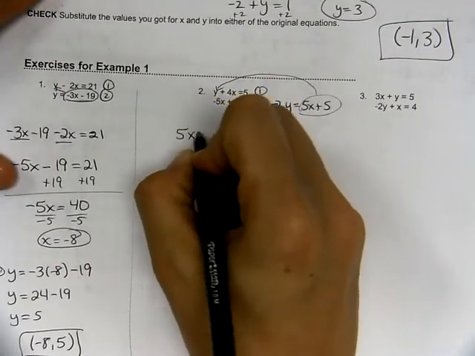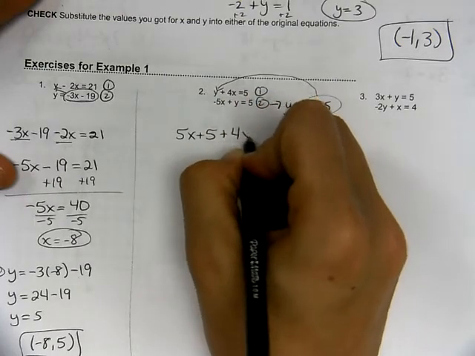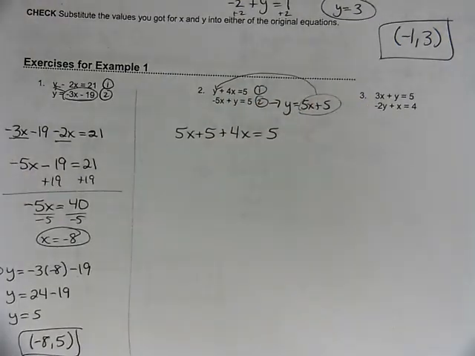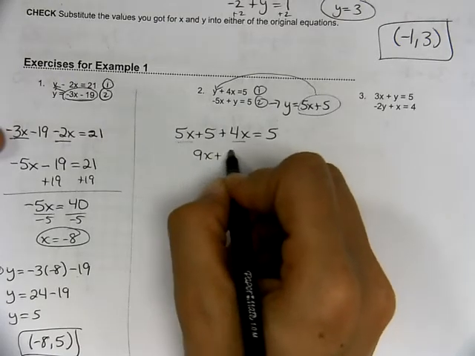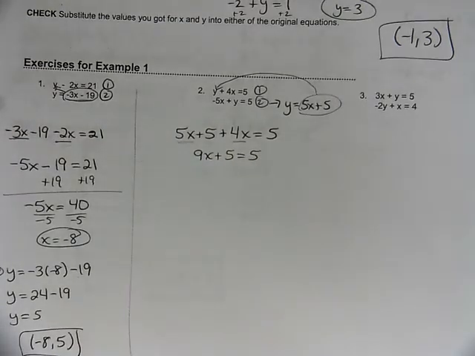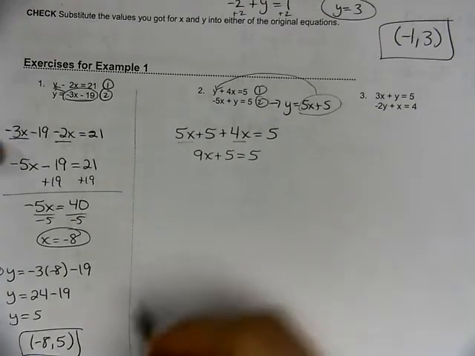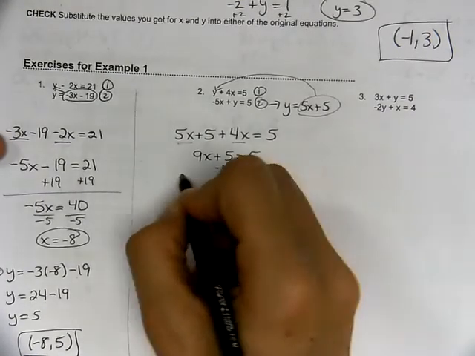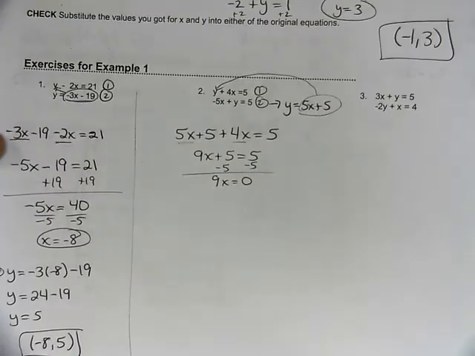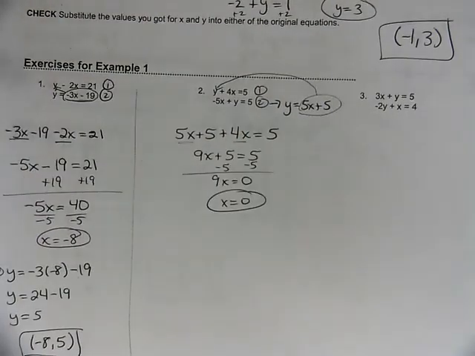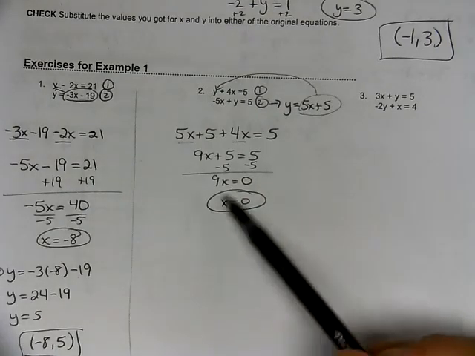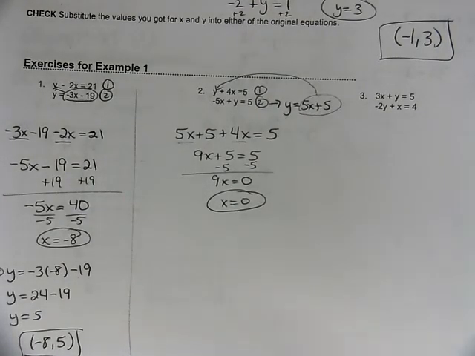So 5x plus 5 plus 4x equals 5. Combine like terms. 9x plus 5 equals 5. So 9x equals 0, right? It's okay. You can get x equals 0, y equals 0. That's fine. X just equals 0 here. You'll never get something where the x's cancel out or the y's cancel out.